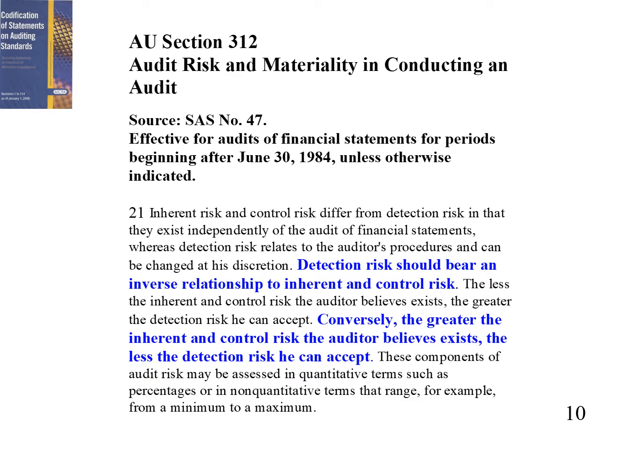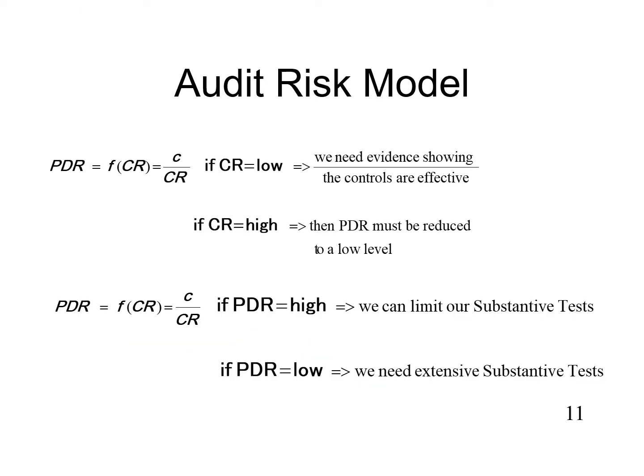Detection risk and control risk have an inverse relationship. If control risk is low, detection risk can be high. If the control risk is high, detection risk must be low. Okay. If control risk is low, we need evidence to prove that the controls are effective.